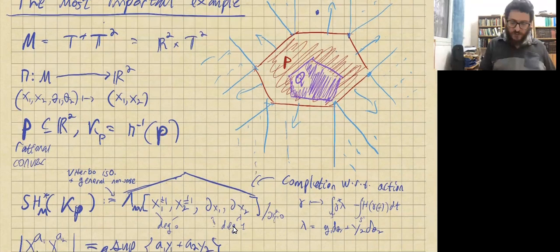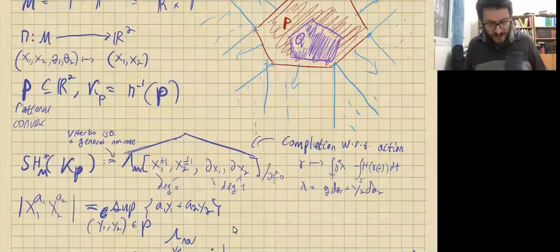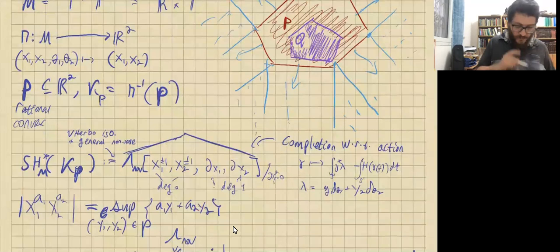So a completion means we take certain infinite sums. So we take convergent sums. And when we talk about convergence in a non-Archimedean setting, we need to specify a norm. So the norm, the formula for the norm is written here. And I'm just defining it at the level of SH0. Think of these generators as having norm one. But I'm talking only about these generators.